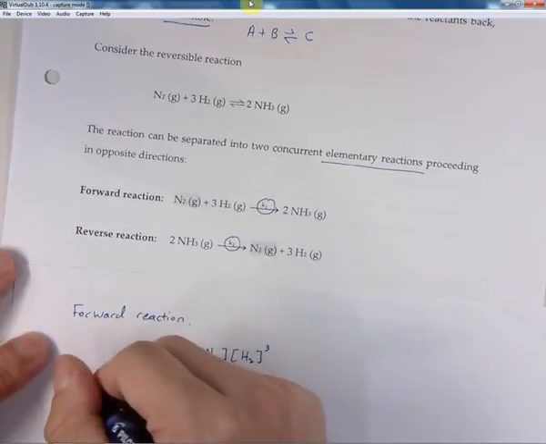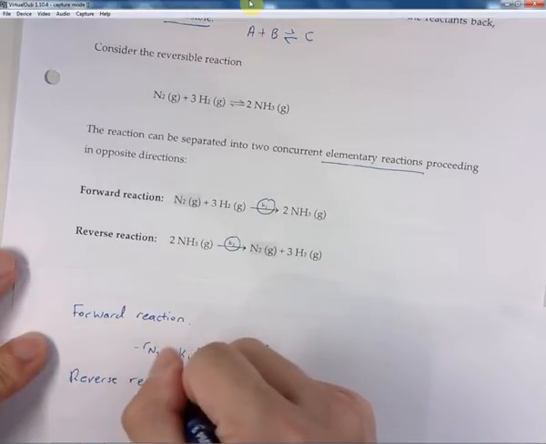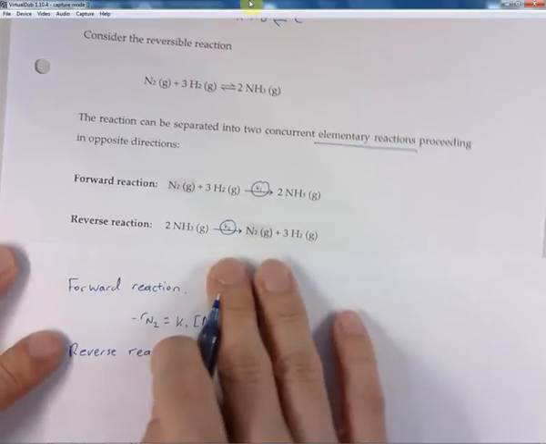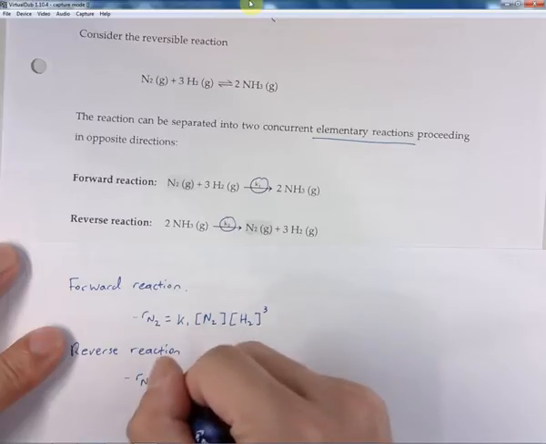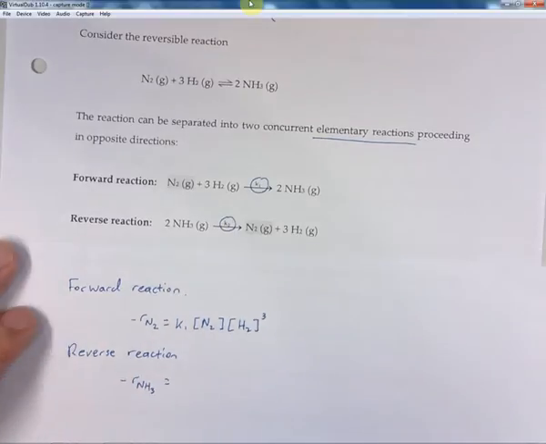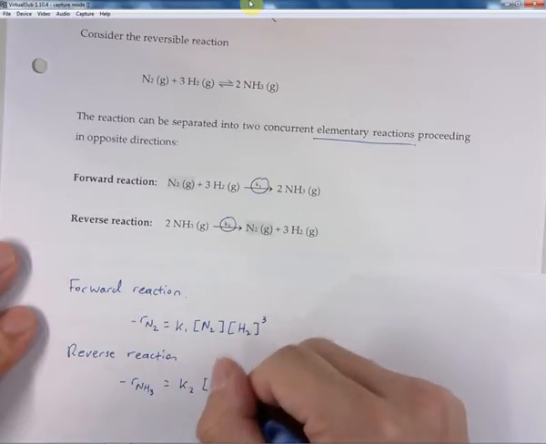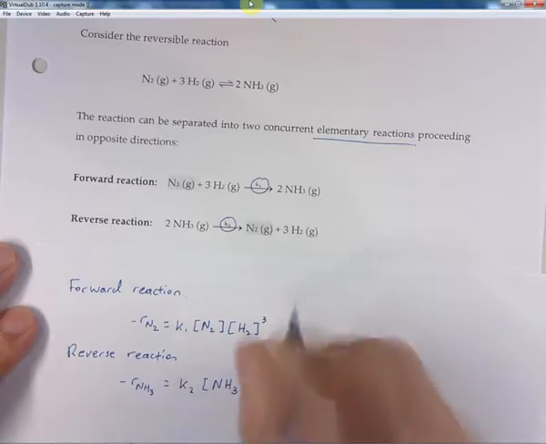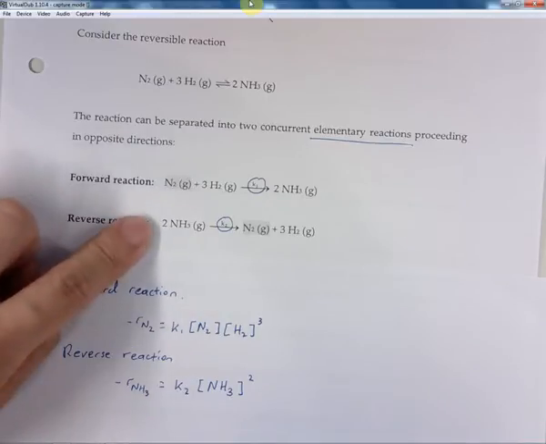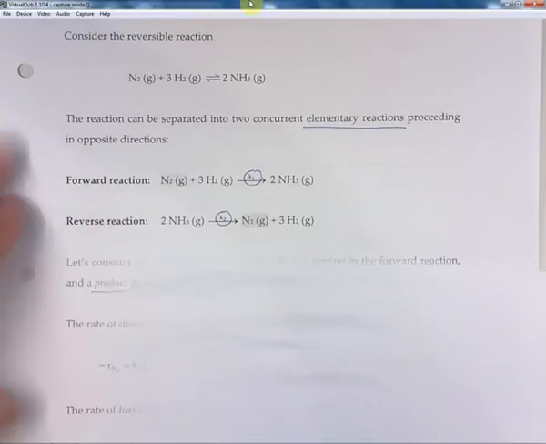Similarly, we can do the same for the reverse reaction. For the reverse reaction, we look at ammonia. The consumption of ammonia is K2 times NH3 to the power of two. Because it's an elementary reaction, the order is the same as the stoichiometry.